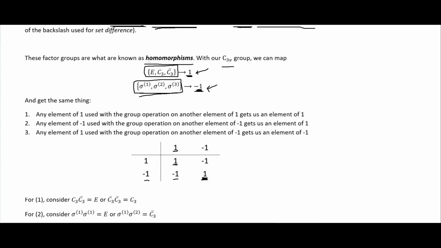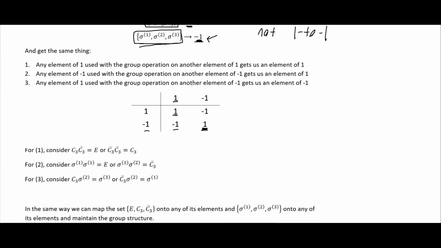And so this is a homomorphism, and the thing to notice for this is that it is not one to one. We are mapping multiple things onto one and multiple things onto minus one. And so this is just looking at each of these things. Any element of one used with a group operation with another element of one gets us something from one. So that gave us something from one.